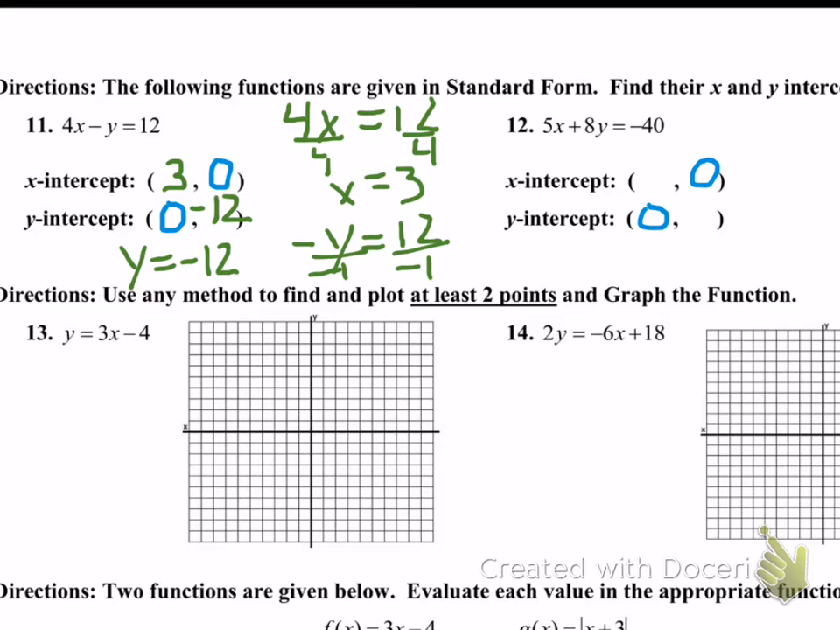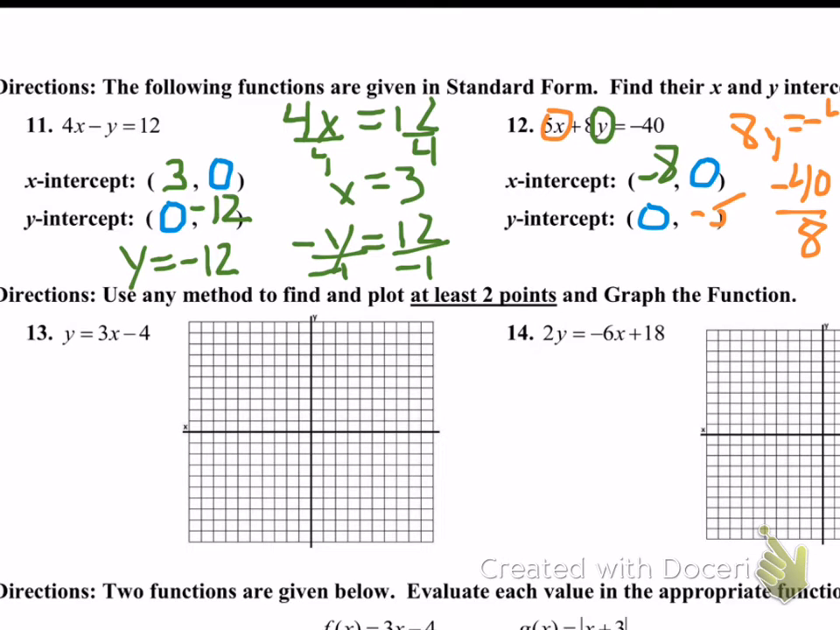Okay. On the other side, 0 goes in for y, leaves 5x equals negative 40. Negative 40 divided by 5 is going to be negative 8. When I do it for the y value, 0 is going to go in for x, leaving me 8y equals negative 40. Sorry, I'm running out of space. Negative 40. I'm going to divide that by 8, so I get negative 5.